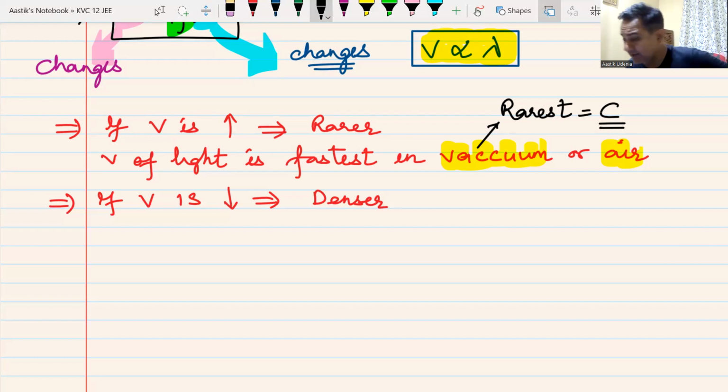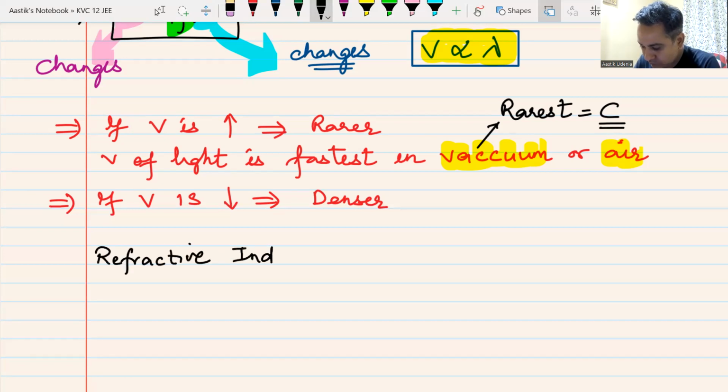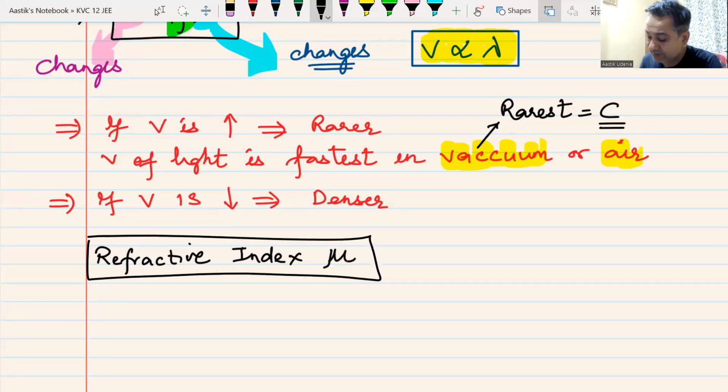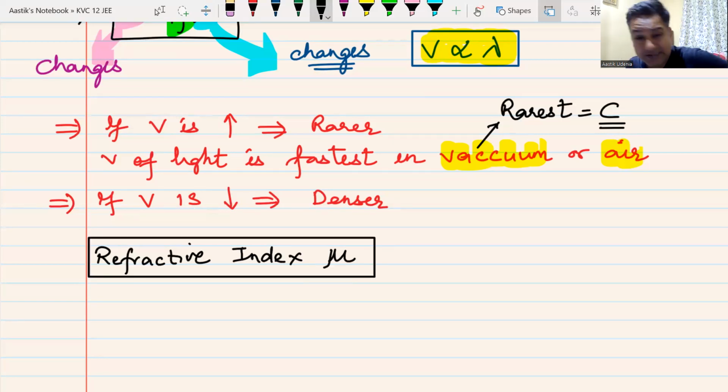Now, to understand this rarer and denser medium in a better way, we have coined a term, and someone said this term before. That term is known as refractive index, denoted by the letter mu. Refractive index is the term that tells us how rarer or how denser a medium is. Refractive index tells us that.